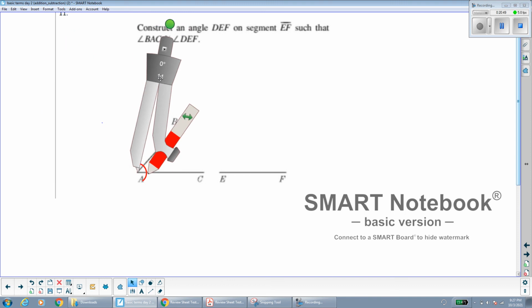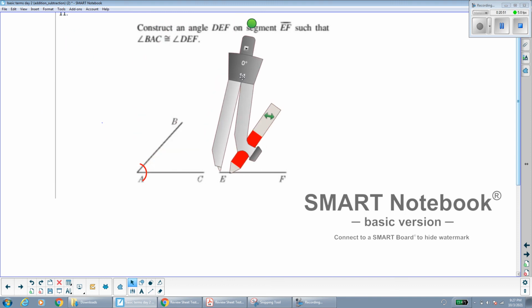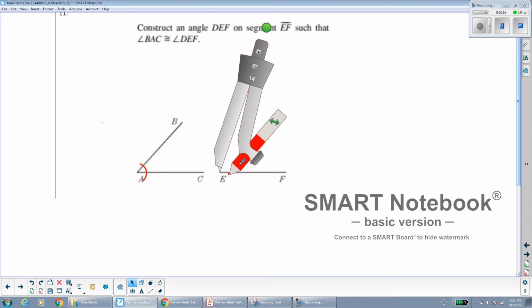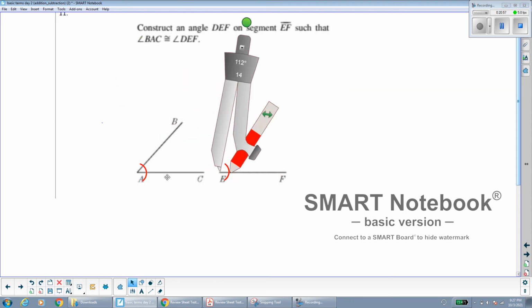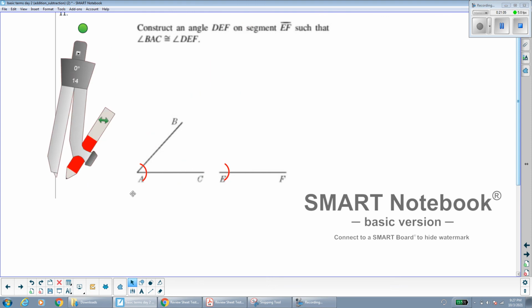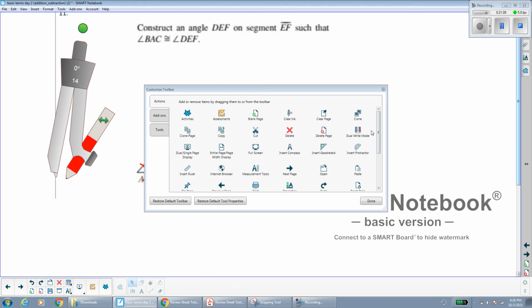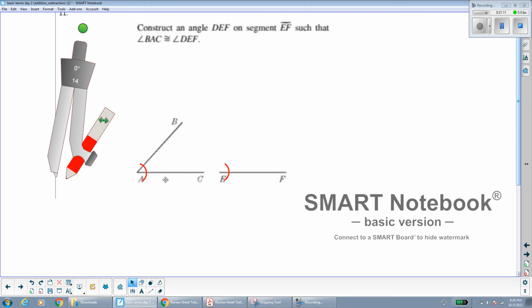Using the same distance, or the same hole if you're using the red compass, I'm going to go over to the line segment where I'm creating the copy of the angle. With my compass point on the vertex, I'm going to make the same exact arc. We call this the reference arc, and we call it the reference arc because we're going to use it in order to measure the angle that we started with so that we can take this measurement and put it over here to make a congruent angle, to copy the angle.